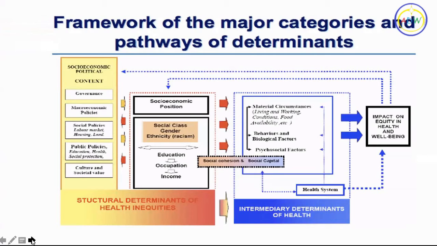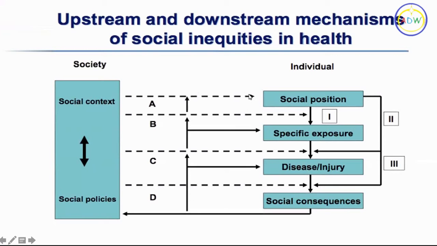And here we have to also look at how our health is structured or impacted on the individual level and also on the society level. On the individual level, we have to look first of all at social position. What is the social position of this individual? And on the society level, we have to look at what social context we have in the neighborhood, in society, and what social policies we have in this society.